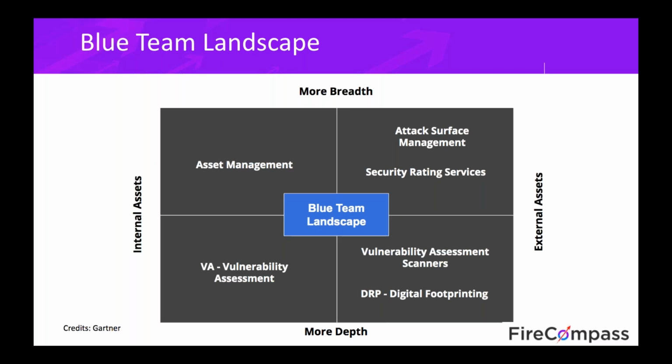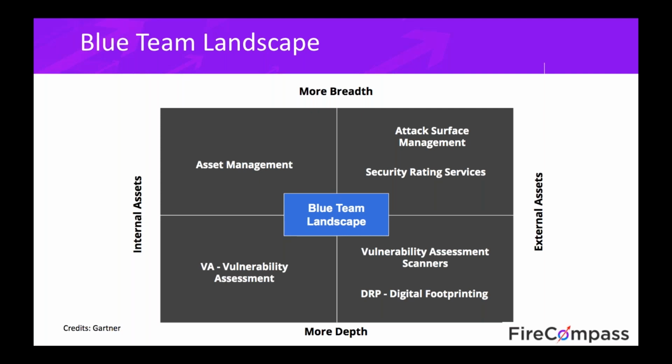Similarly, if you look at the blue team landscape, you can have the internal and external assets in the x-axis and more depth versus more breadth in the y-axis. So you have a set of tools like the VA tools and the digital risk protection tools, which look at the external assets. The vulnerability assessment could be both for internal and external assets. And when you look at the new kind of things which is coming up, the attack surface management tools, which discover all your external assets and give extraordinary breadth, but it does not go deep.